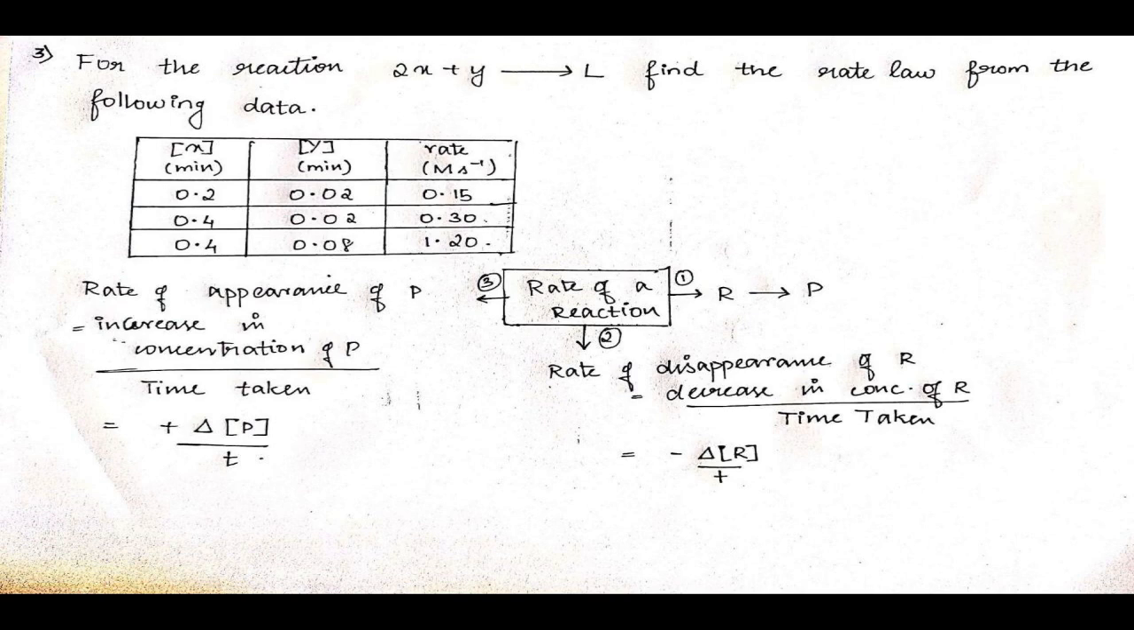Let us discuss the concept map based on this topic. Rate of a reaction. First, R gives product P. Second, rate of disappearance of R is equal to decrease in concentration of R divided by time taken, which is equal to minus del R divided by T. Appearance of P is equal to increase in concentration of P divided by time taken, which is equal to plus del P divided by T.